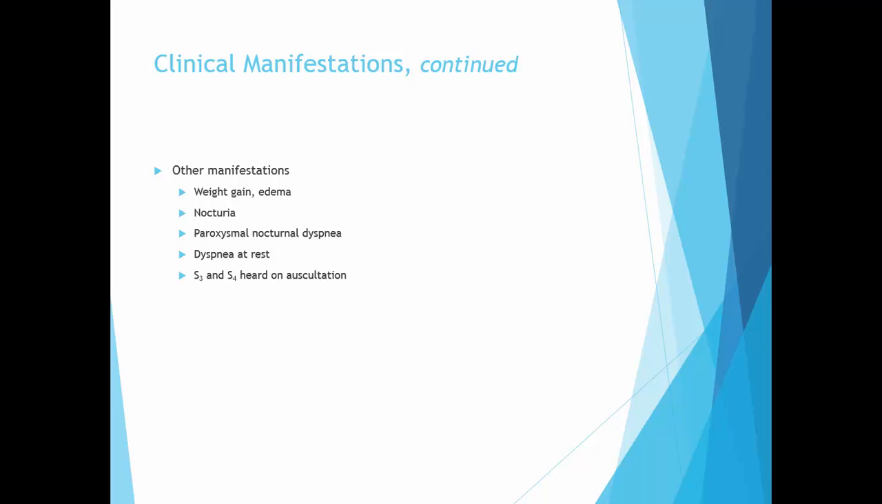Other manifestations that you may see are going to be weight gain and edema, and that's usually from increased sodium and water retention due to a decreased cardiac output. You will also hear they will complain of nocturia, which is voiding 2 to 3 times during the night. Paroxysmal nocturnal dyspnea is when they are awoken out of a sleep at night in acute shortness of breath. Dyspnea at rest and with activity is also another common manifestation. You may see or hear S3 and S4 on auscultation.